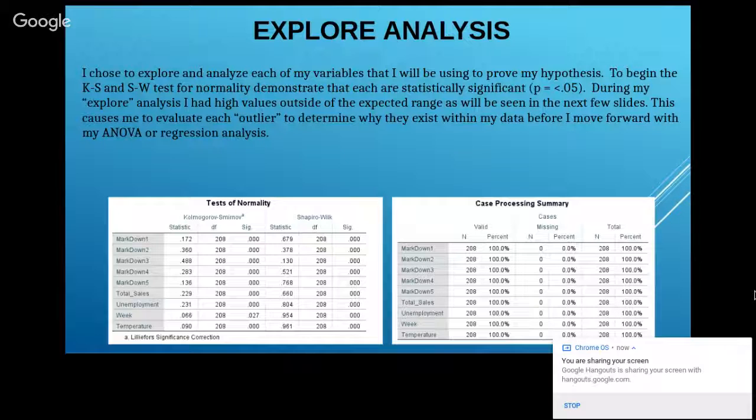During my explore analysis, I had high values outside of the expected range, as will be seen in the next few slides, or like I said earlier, in the backup slides. This caused me to evaluate each outlier to determine why they exist within my data before I move forward with my ANOVA regression analysis.